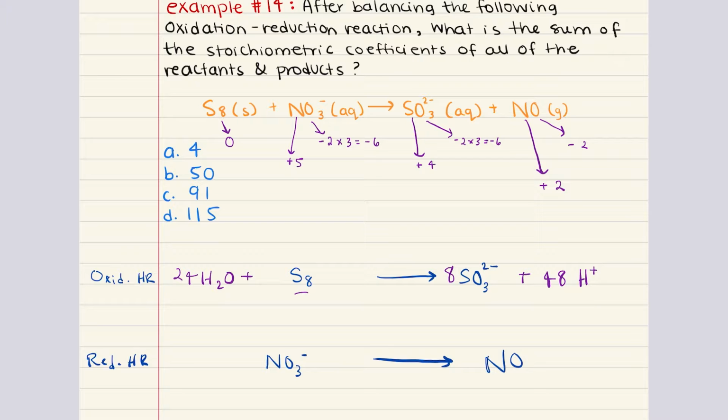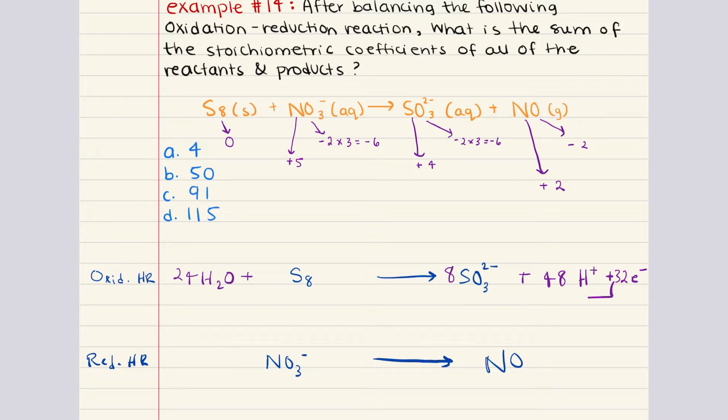Now all the atoms are balanced, but our final step is to go ahead and balance the charge. On the reactant side, we have a charge of 0. And on the product side, we have a charge of minus 16 plus 48. This gives us a charge of positive 32. To get this positive 32 charge to be equal to 0, like it is on the reactant side, we're going to add 32 electrons. So now we have a balanced oxidation half reaction.